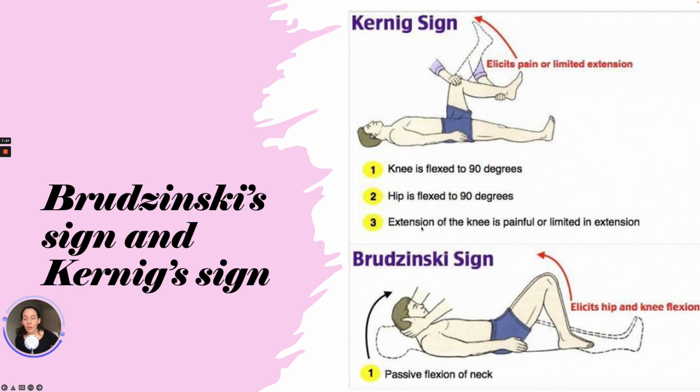Brudzinski's sign is passive flexion of the neck. So if they're laying down and we lift up their head, their legs are going to flex. So their hips and knees are going to flex. So if they're laying completely straight and we lift the head, the knees are also going to come up.